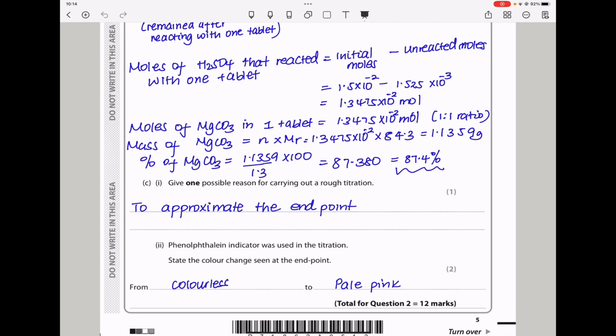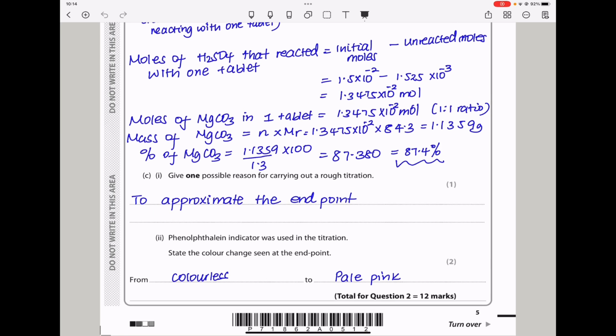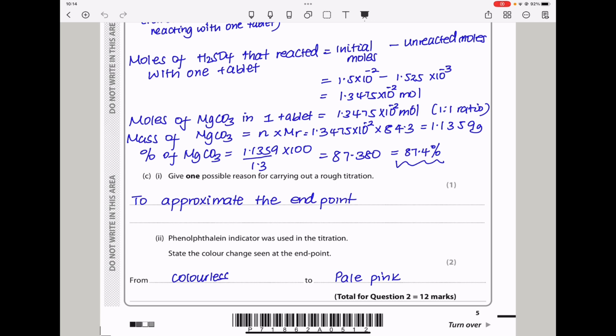Next it says, give one possible reason for carrying out a rough titration. This is to approximate the endpoint so that towards the endpoint you can add drop by drop in order not to overshoot the endpoint. So it's an approximation to get clarity of where the endpoint should be so that we do not overshoot it.